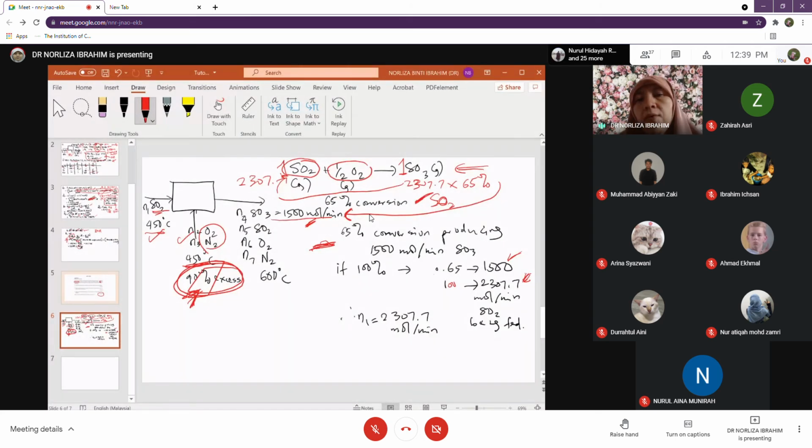So from that, you know 2307.7 mole per minute of SO2 is being fed. So your N1, the SO2, is 2307.7. All right, so now you can calculate SO2 in the product here, N5. So what is N5? Anybody? What is N5?